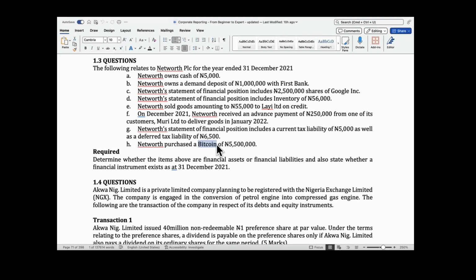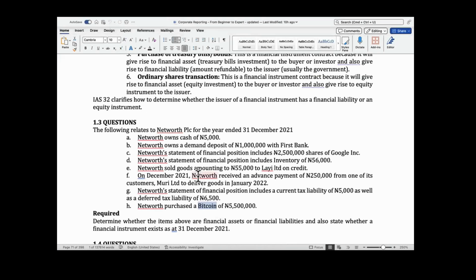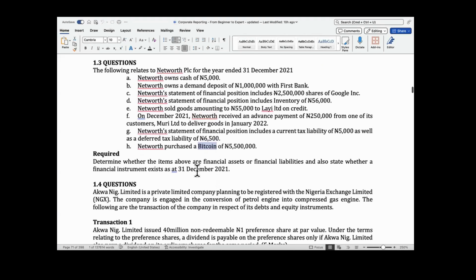In fact, the right way to classify Bitcoin would be an intangible asset. But for those companies that are holding it to resell, because some companies sell Bitcoin and you can go and buy from them, those ones will classify that Bitcoin as inventory. So we don't have a financial asset here. And that is the end of this question.